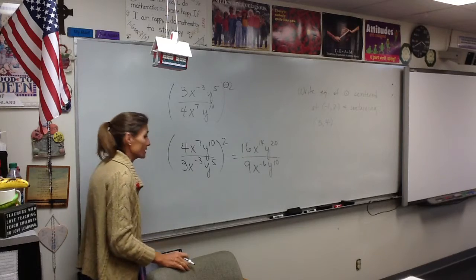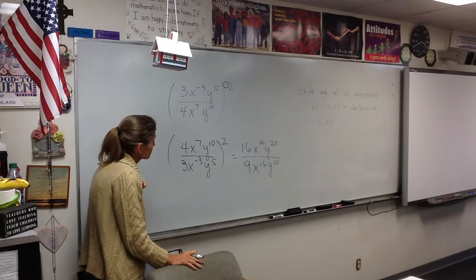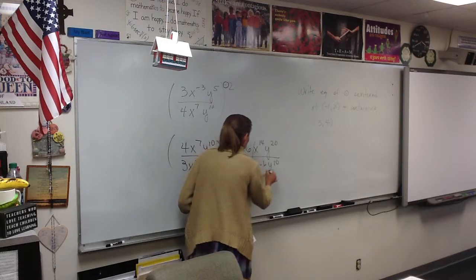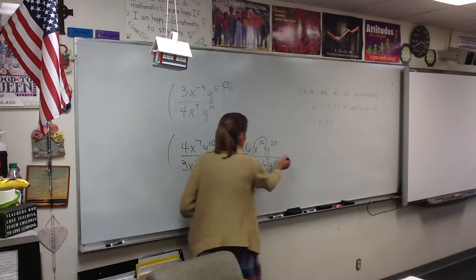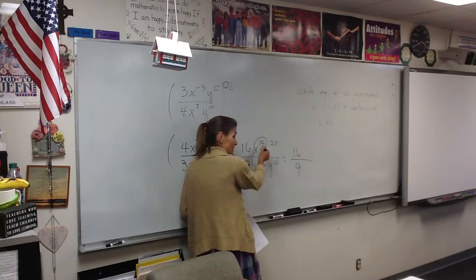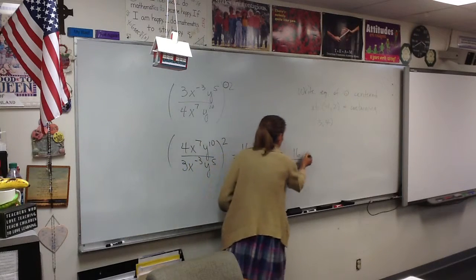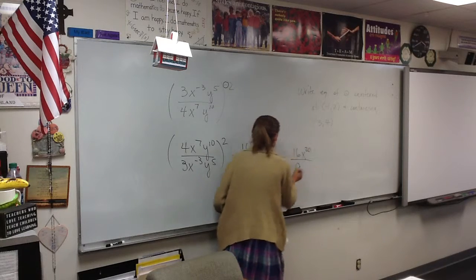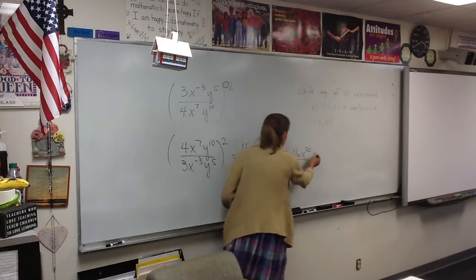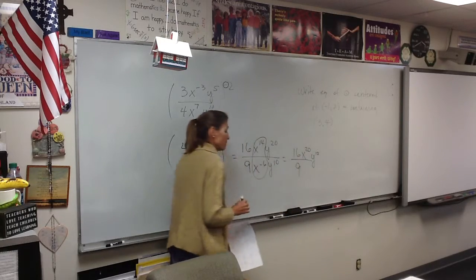Teresa, what would you do next? I would cancel out the x's and the y's, so it would be x to the 20th on top. Exactly, combine those two, so you've got 16 ninths, and then you're gonna bring these guys to the top, so that's gonna give you 20. And then I would cancel out the y's and get y to the 10th on top. Exactly, perfect.